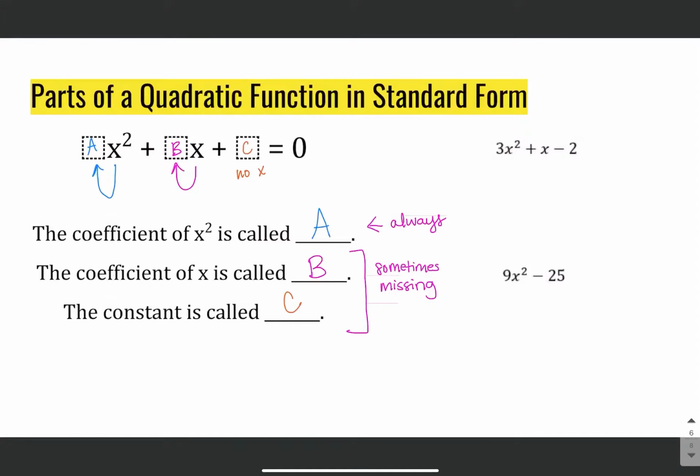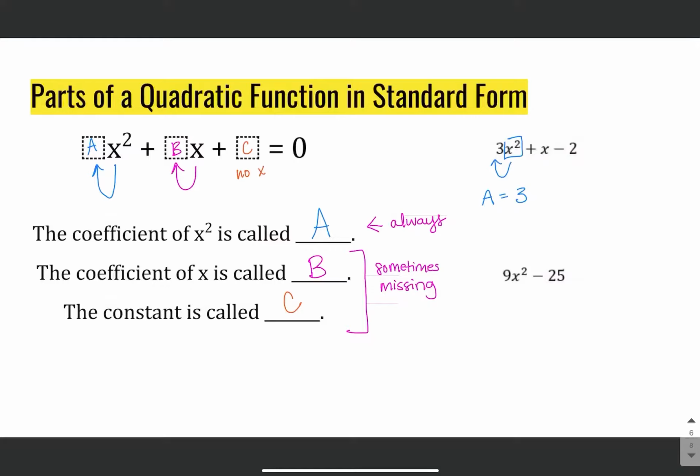So our first example, I've got 3x squared plus x minus 2. If I need to find my A, remember that my A is going to be in front of x squared. So here's my x squared. The number that's in front is 3. So I know my A is equal to 3.